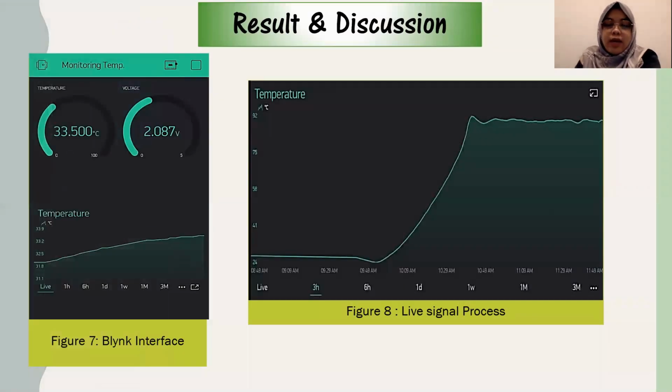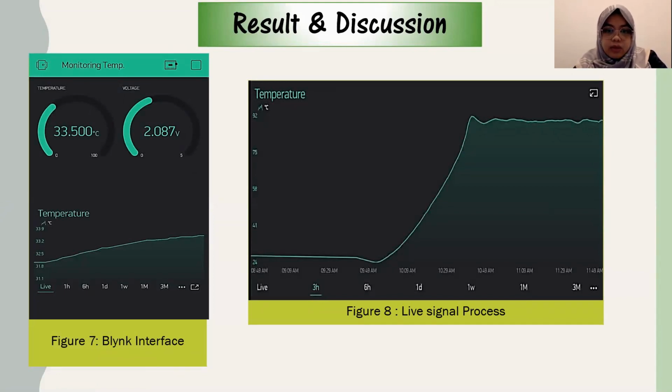For result and discussion, you can see in figure 7 is the Blynk interface. Currently, we conducted the experiment, and it was quite a successful experiment. So this is the real-time data that we have. The temperature during that time is 33 degrees Celsius.